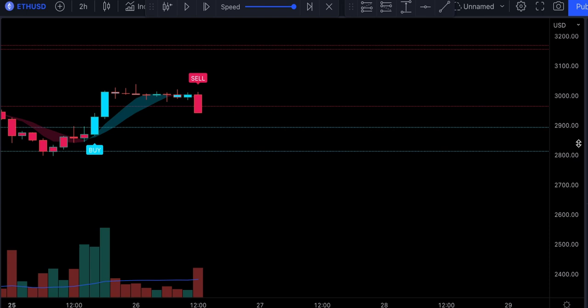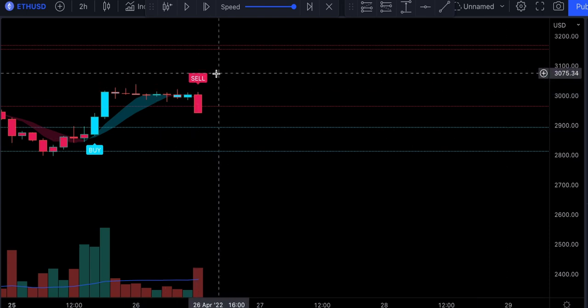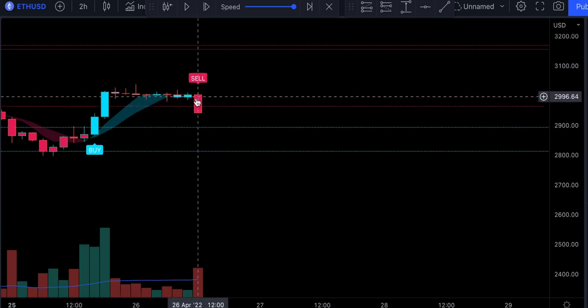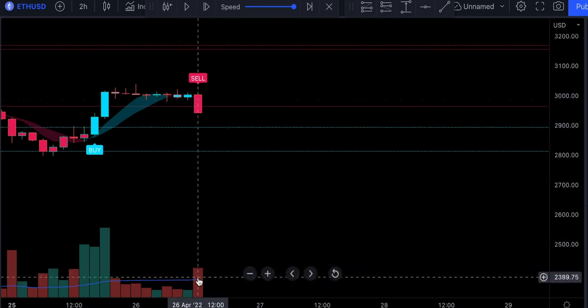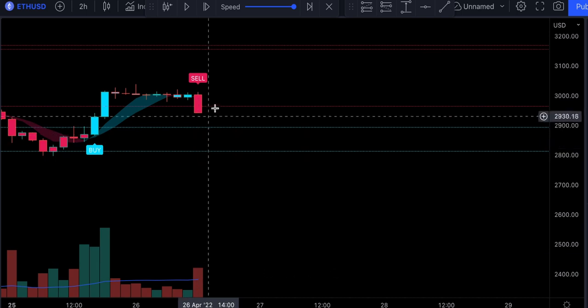Exactly opposite is true for short entries. We first need to have a new sell signal issued by the EaseAlgo. The trend ribbon has to be colored in red. It's really hard to see, but it's actually red. The volume has to be bearish and it has to be above the moving average. And finally, the price has to be close to the resistance level.